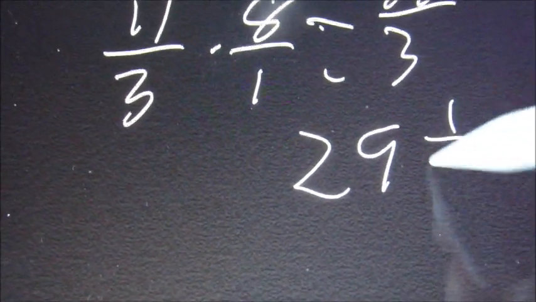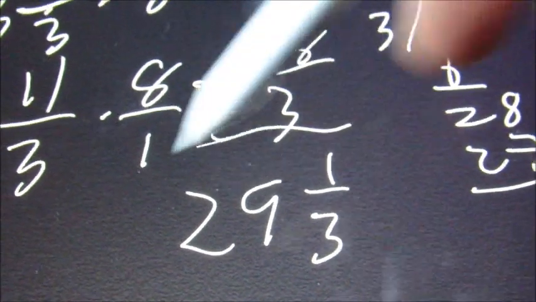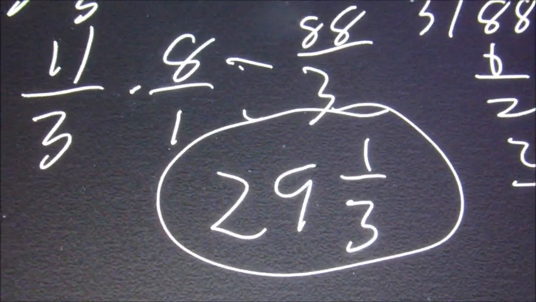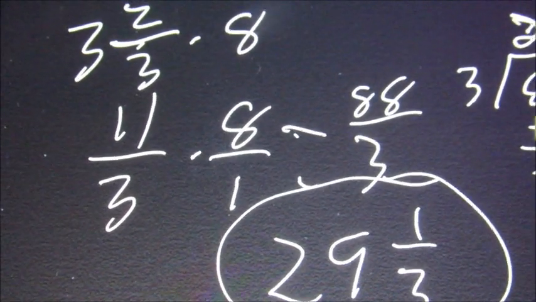So our answer will be 29 and 1 over 3, or 29 1/3 inches in the 8 days. And that is it for 4.3.